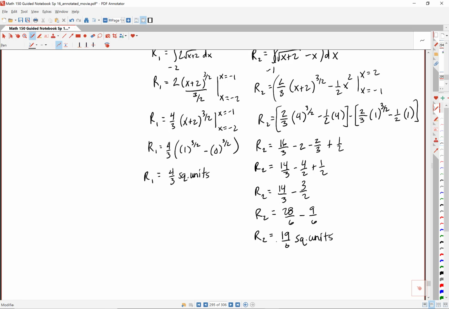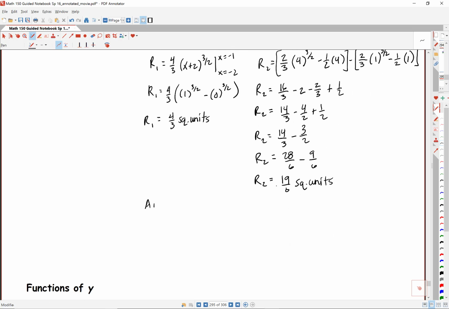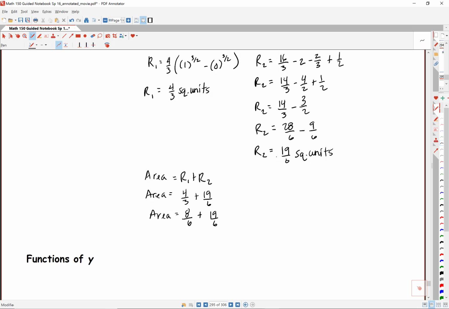So now, recalling that our overall area was equal to region 1 plus region 2, we'll have the area is equal to 4/3 plus 19/6, which gives us 8/6 plus 19/6, which gives us our area is 27/6, and 3 divides both, so the area is 9/2 square units.